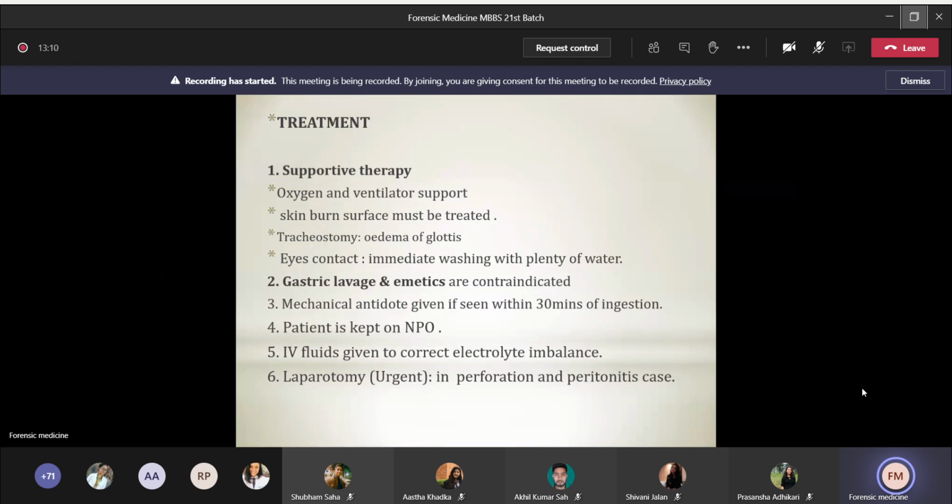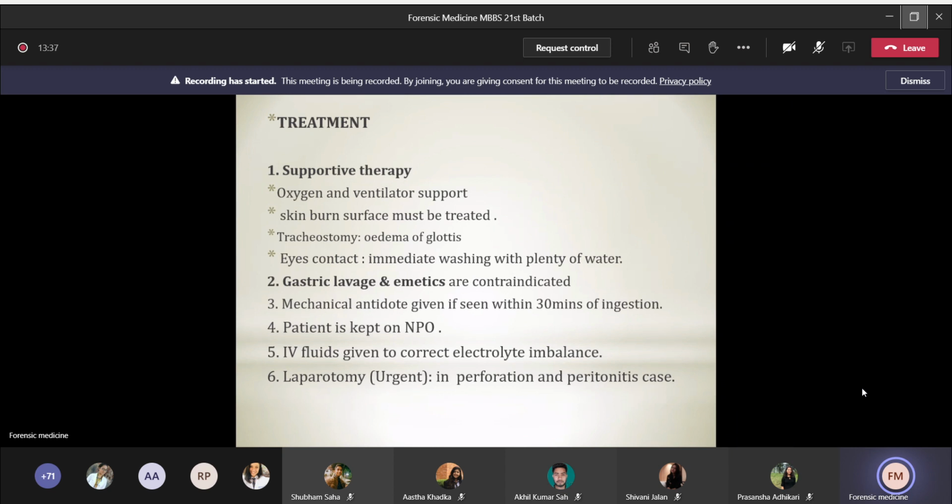The treatment or the management, how to do the management or treatment. So the first one is supportive treatment. So you can give oxygen and then keep the person or the patient on ventilator support. So if the skin has come in contact with the sulfuric acid, then you should do the cleaning of the skin area, contact area, and then you can apply magnesium oxide ointment on the burn area.